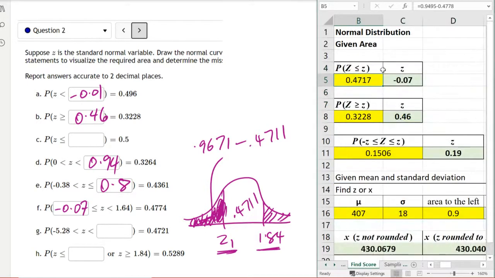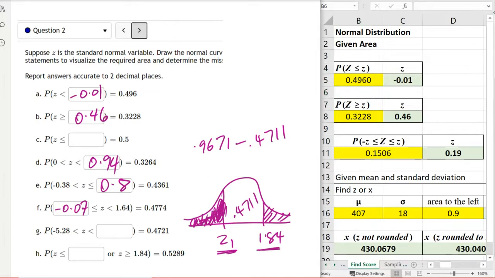So if we go over here, I'll do 0.9671 minus 0.4711, and that gives us this area here as 0.4960, and that gives us a corresponding Z value of negative 0.01, and that is the answer to that question.